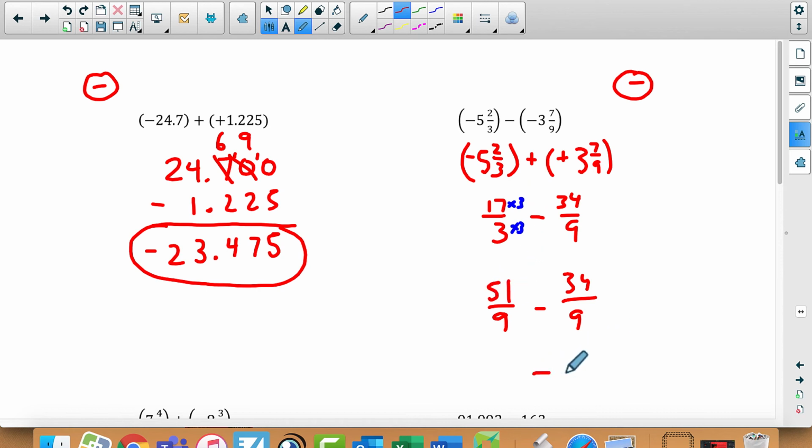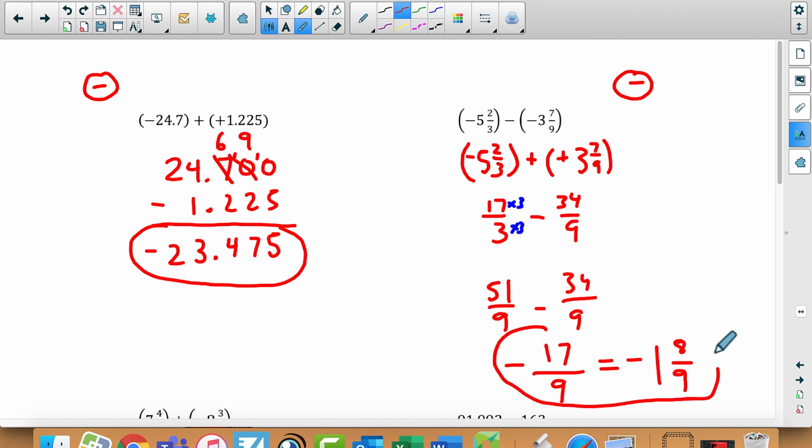And now we can get our answer. Denominator stays the same. 51 minus 34 is 17, and remember, we said it would be negative. Okay, and we could write that in mixed form. 9 goes into 17 one time, with 8 left over, and we have the same denominator as before. Don't forget, if it was negative here, it's also negative here. Either one of these answers work.